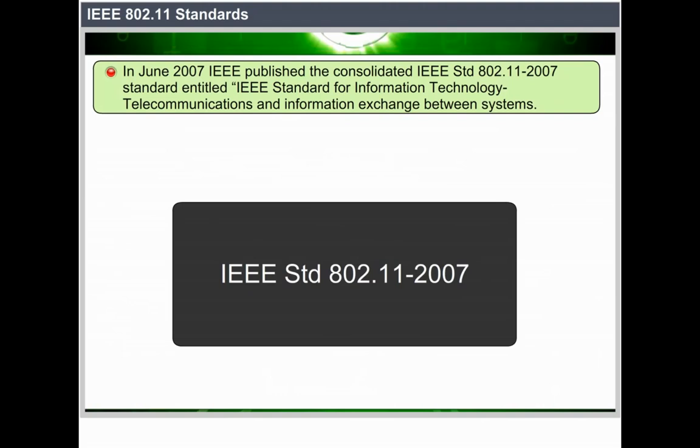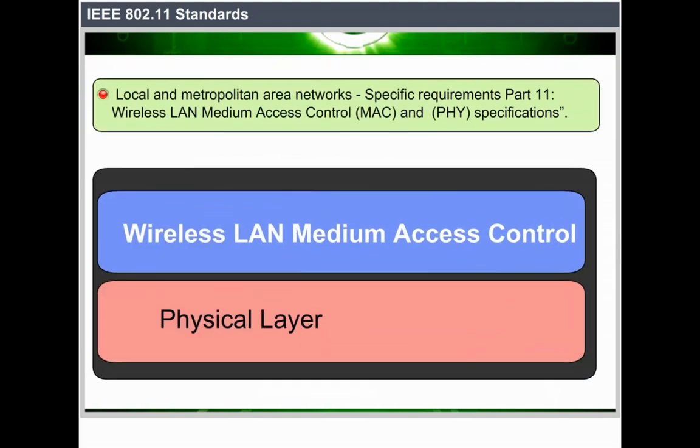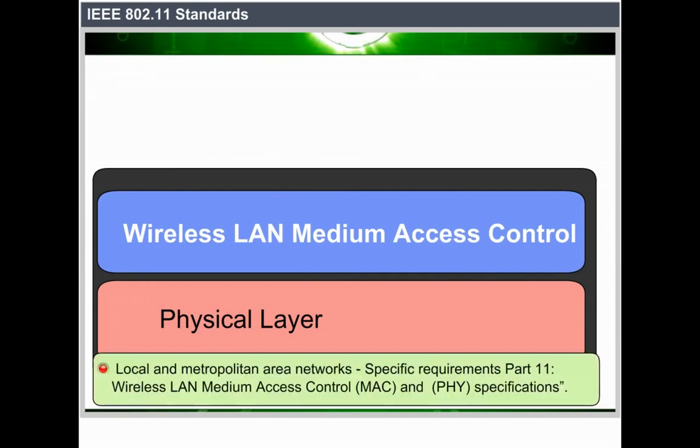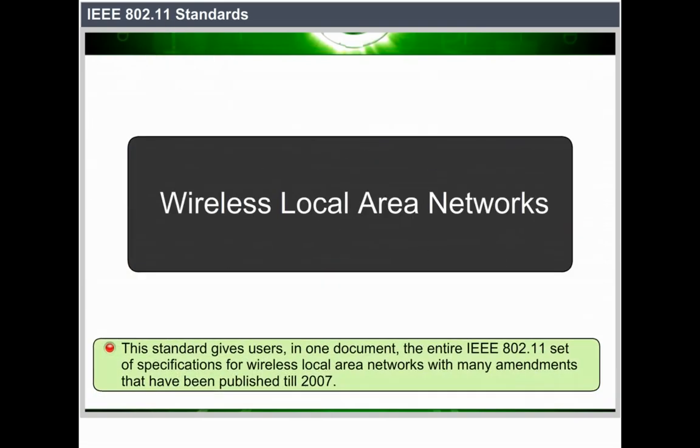In June 2007, IEEE published the consolidated IEEE Standard 802.11-2007 entitled IEEE Standard for Information Technology, Telecommunications and Information Exchange between Systems, Local and Metropolitan Area Networks, Specific Requirements Part 11: Wireless LAN Medium Access Control MAC and Physical Layer PHY specifications. This standard gives users in one document the entire IEEE 802.11 set of specifications for wireless local area networks, with many amendments that have been published till 2007.